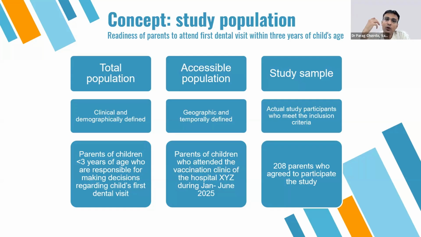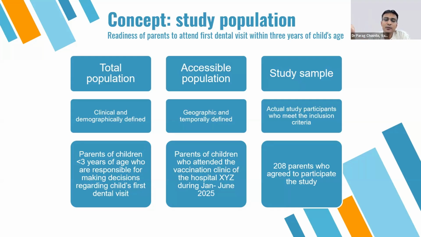So one option is to do a house to house survey, identify what proportion of houses have children under 3 years, and do the survey, which might be more time consuming, a bit more difficult and complex. So we can do something else. We can identify other places where children under 3 years of age would be coming. We can think of vaccination clinics, and that's what the study actually did. The study is among 208 parents who agreed to participate. That's the study sample, those coming to the vaccination clinic.